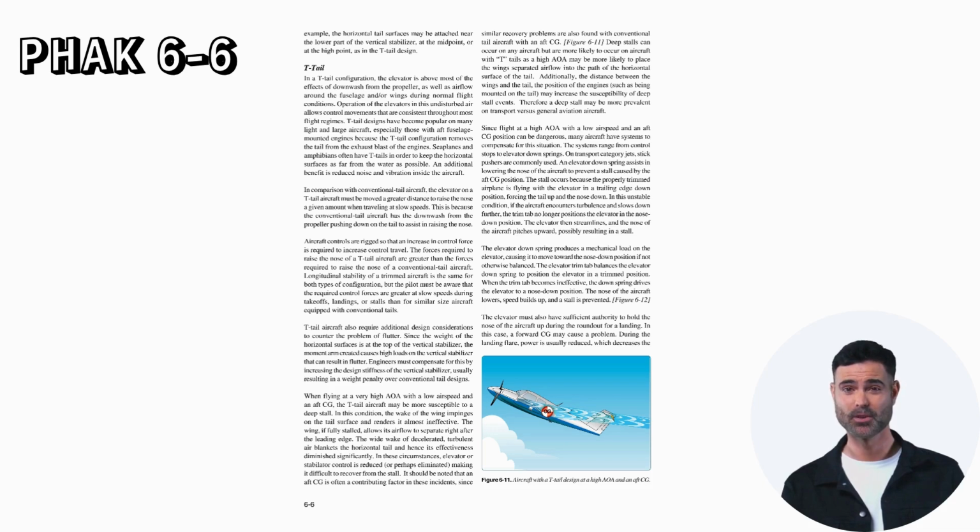An elevator down spring assists in lowering the nose of the aircraft to prevent a stall caused by the aft CG position. The stall occurs because the properly trimmed airplane is flying with the elevator in a trailing edge down position, forcing the tail up and the nose down. In this unstable condition, if the aircraft encounters turbulence and slows down further, the trim tab no longer positions the elevator in the nose down position. The elevator then streamlines, and the nose of the aircraft pitches upward, possibly resulting in a stall.